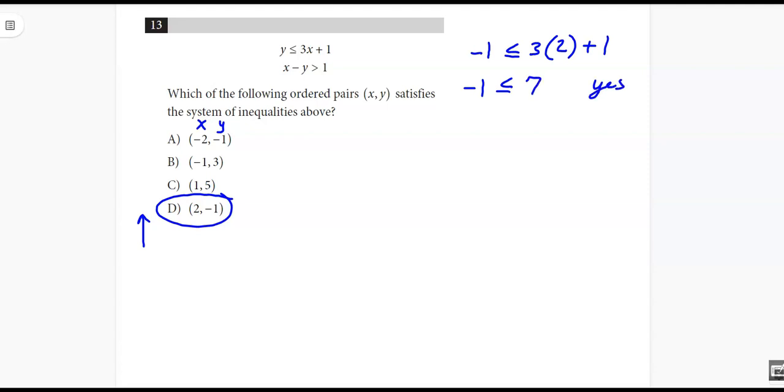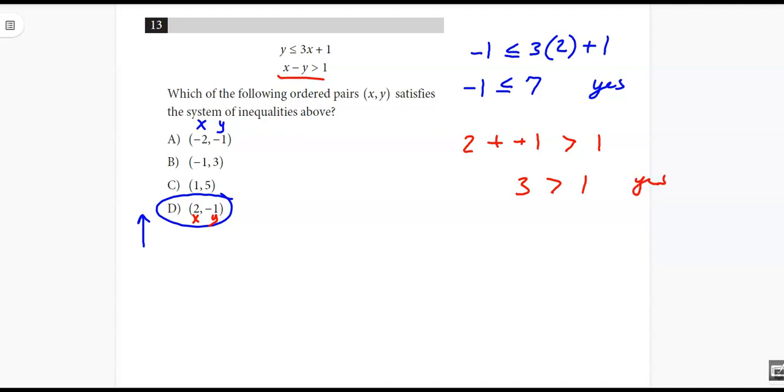So then we need to try the bottom equation, doing the same thing. I'm going to plug the x and y into that one. And 2 take away a -1, is that greater than 1? Well, 2 minus a -1 is really 3. And 3 is greater than 1. So this is a yes.